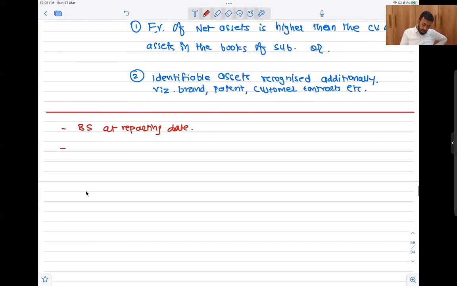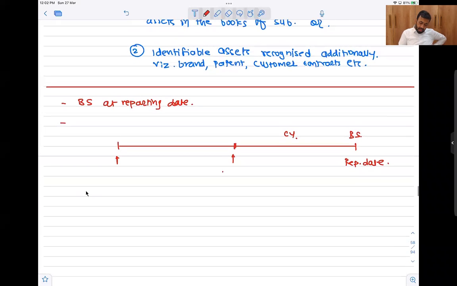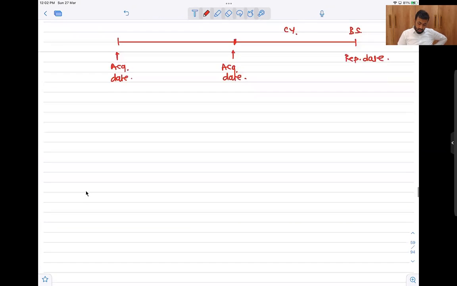So let's say this is my timeline. Balance sheets are as on this date. This is the reporting date. Let's say this is the current year. Let's say this may be the acquisition date, or this may be the acquisition date. This is the acquisition date, or the acquisition date may be this. It depends. Correct? In examination, invariably, when you do the consolidation, what will you have to do?